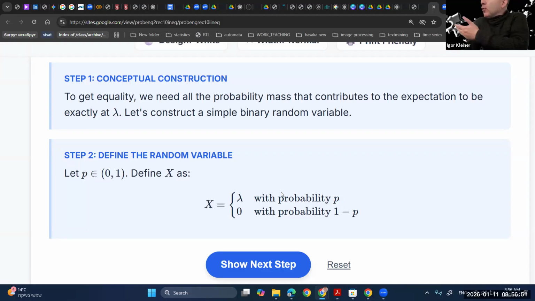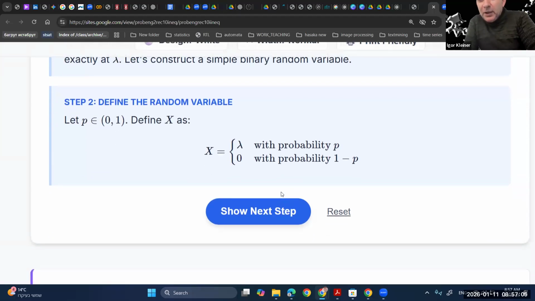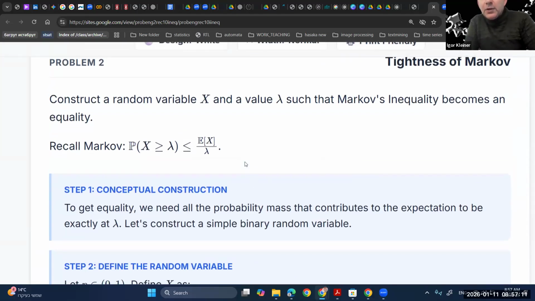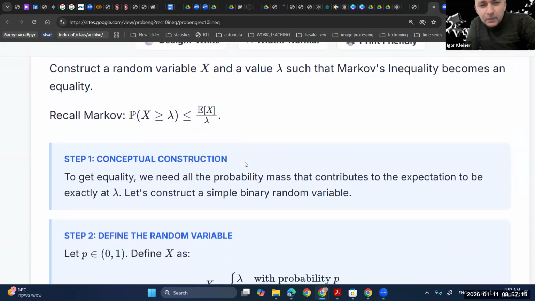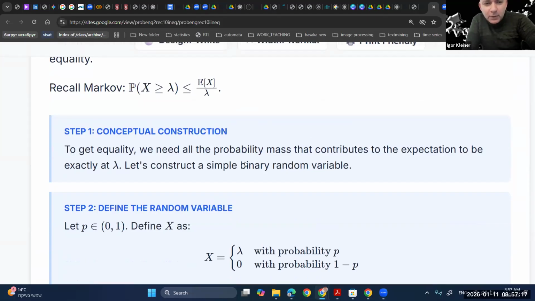Again, if you wonder how I found this example, I was trying. Yes, we need to try. So this is a final solution. It's not always easy to find such a solution. But now we need to demonstrate that for this random variable, Markov inequality is an equality. Okay, let's do it.